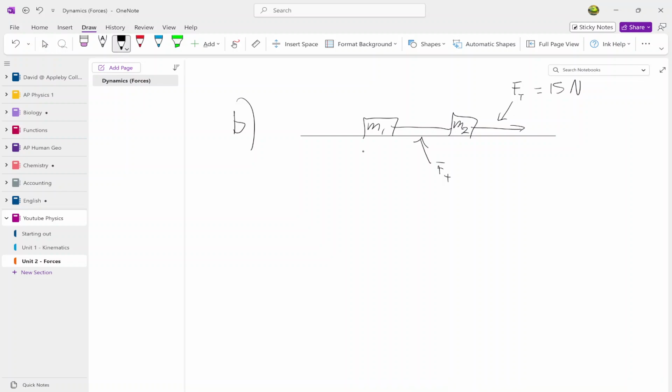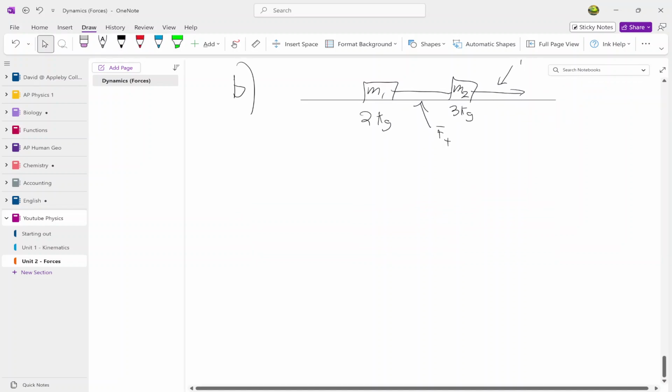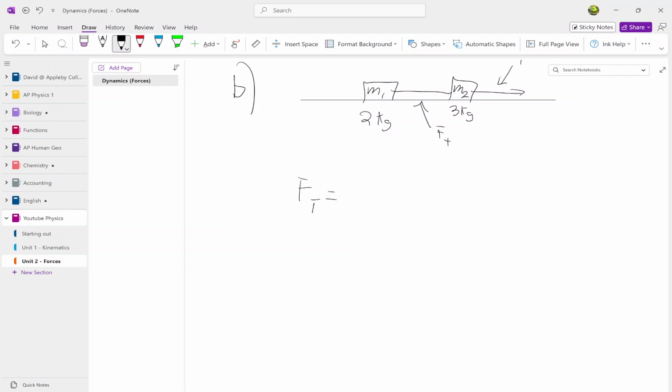Let's say M1 is 2 kilograms. We have to state that because the actual thing will be different. So we have a force, Ft, that's pulling to the right, but we know that any force will equal ma. So we can do Ft equals ma.